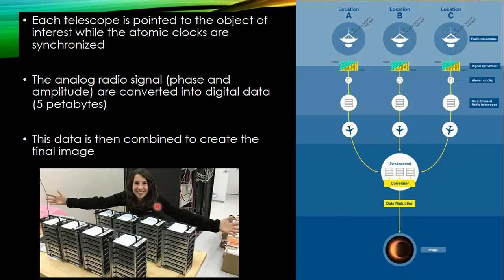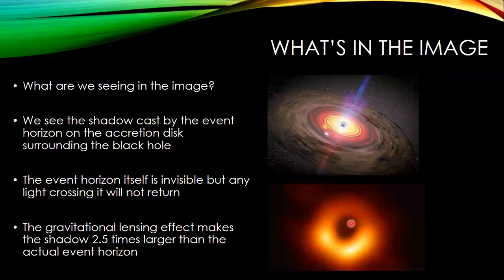And here you can see one of the lead researchers with all the different hard drives in one place. These are massive hard drives containing 5 petabytes of information. So if you go computer shopping and you buy a really high-end computer, maybe it'll have a terabyte on it. The analog radio signal's phase and amplitude was stored on these. So 5 petabytes represents 5,000 terabytes of information. Again, too much information to send in real time. So it was stored on a hard drive and then shipped to a lab to be correlated. And then after the information was processed, we got an image of a black hole.